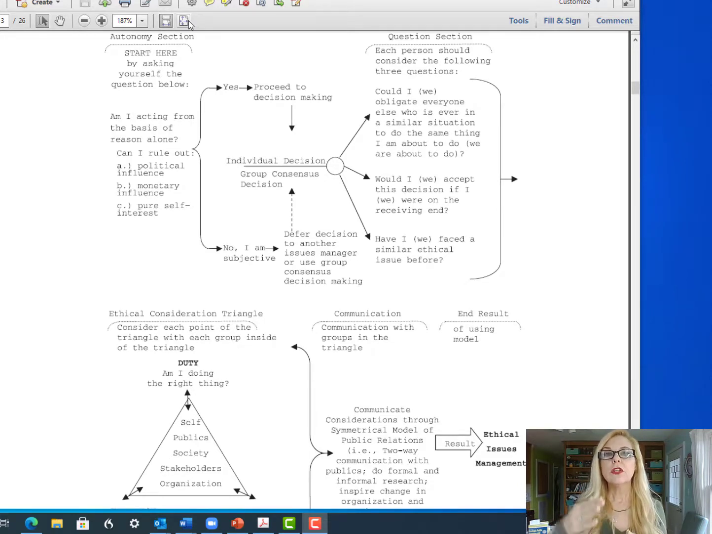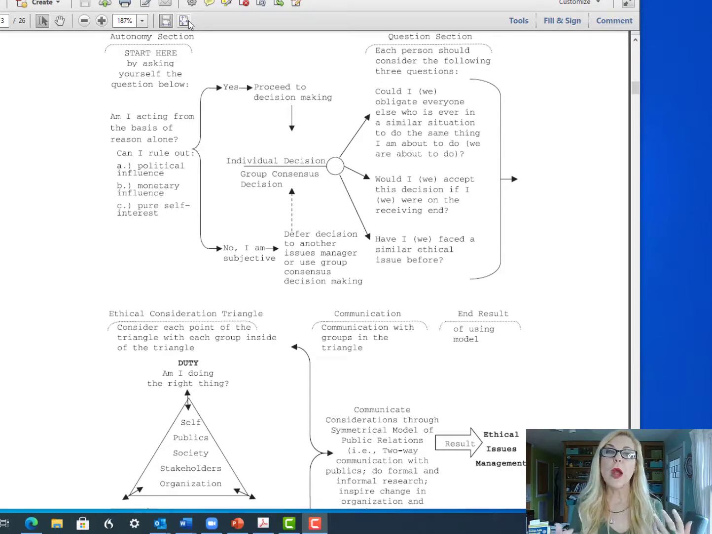And you look at each of the involved groups in the middle of the triangle with each of the points outside the triangle. So form one of Kant's categorical imperative: are you doing the right thing? That is the duty form. Act on the maxim that you could will to become a universal law in all similar situations for all time. So that's the universal norm, talking about duty and moral principle.